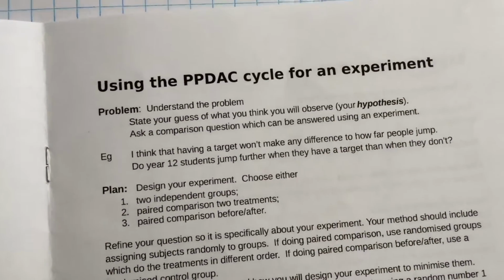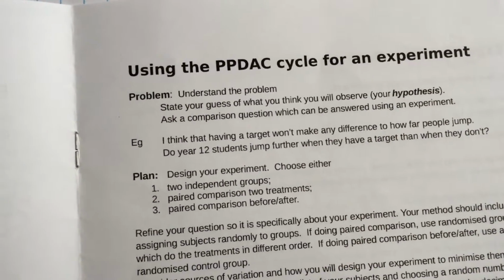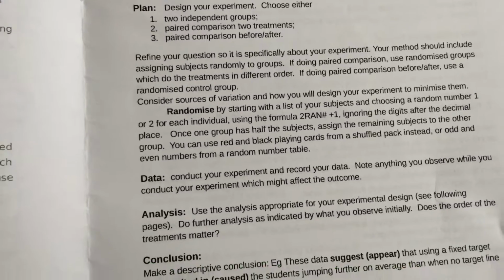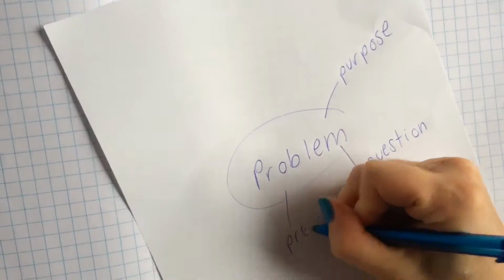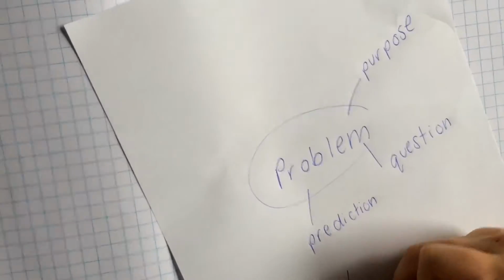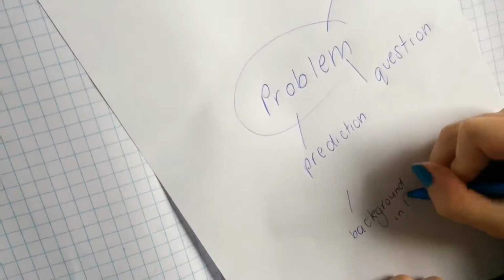For the experiment, you will need to use the PPDAC cycle. This means you have a problem, plan, data, analysis, and conclusion. Start with the problem. You'll need a purpose of the investigation, the investigative question, the prediction, and background information.